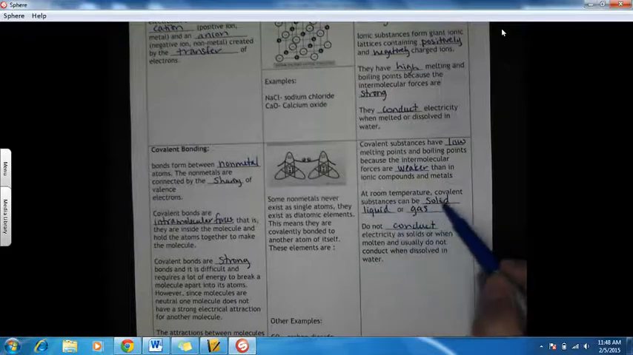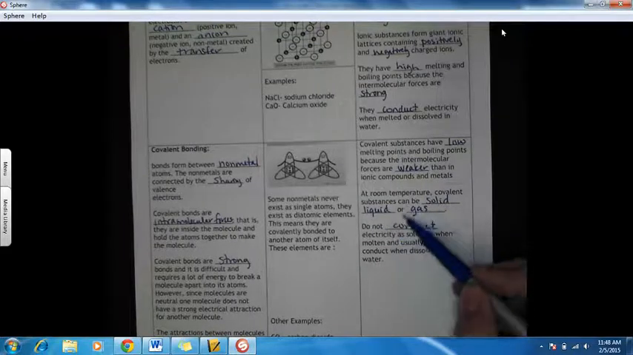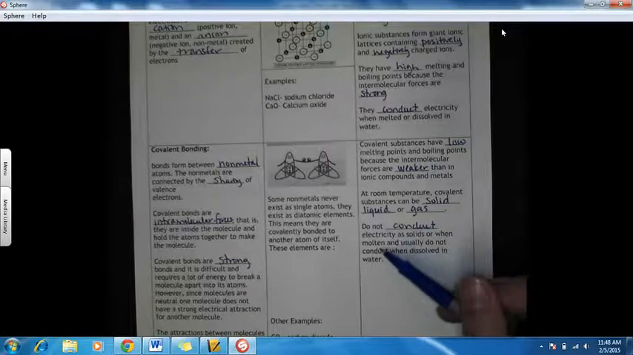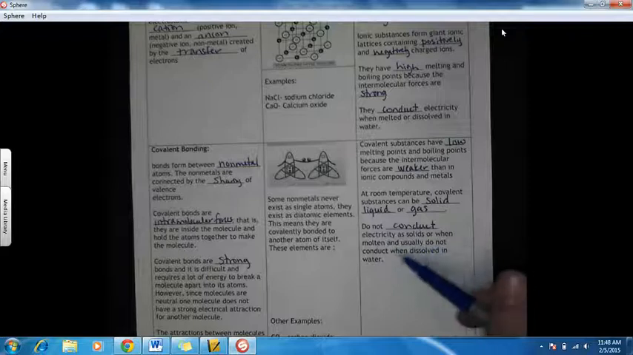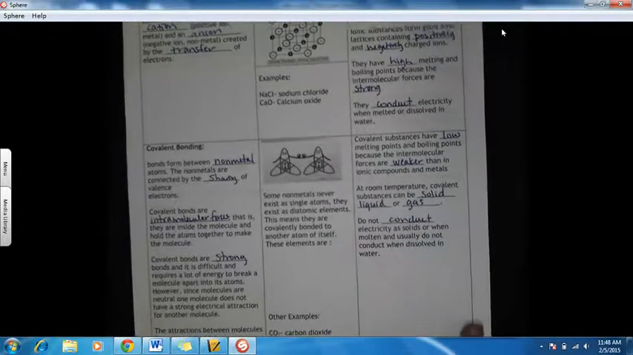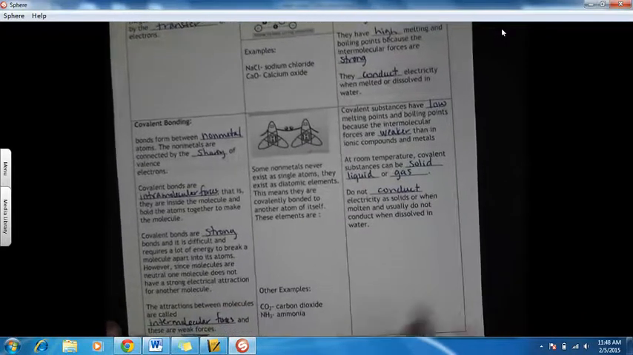At room temperature, covalent substances can be solids, liquids, or gas, and they do not conduct electricity as solids or when they're molten, that means when they're melted into liquid, and usually do not conduct when they're dissolved in water. Some examples are carbon dioxide and ammonia.